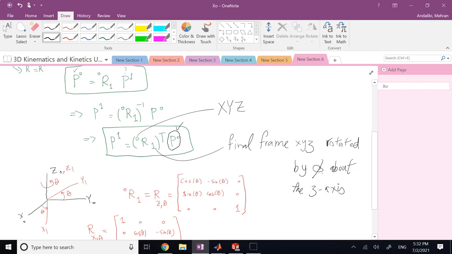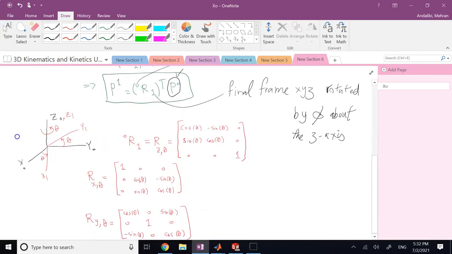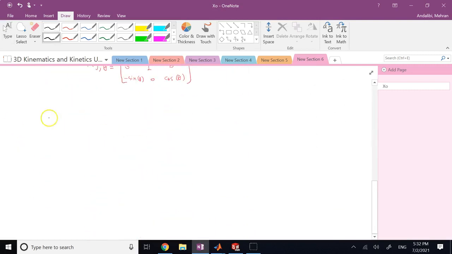Okay, so how do I get this? Because this is the result of all three rotations, psi, theta, and phi. How do I get it? Let's talk about that. So that's the next topic. Again, you have to go to that video for more info, but it is called composition of rotations.